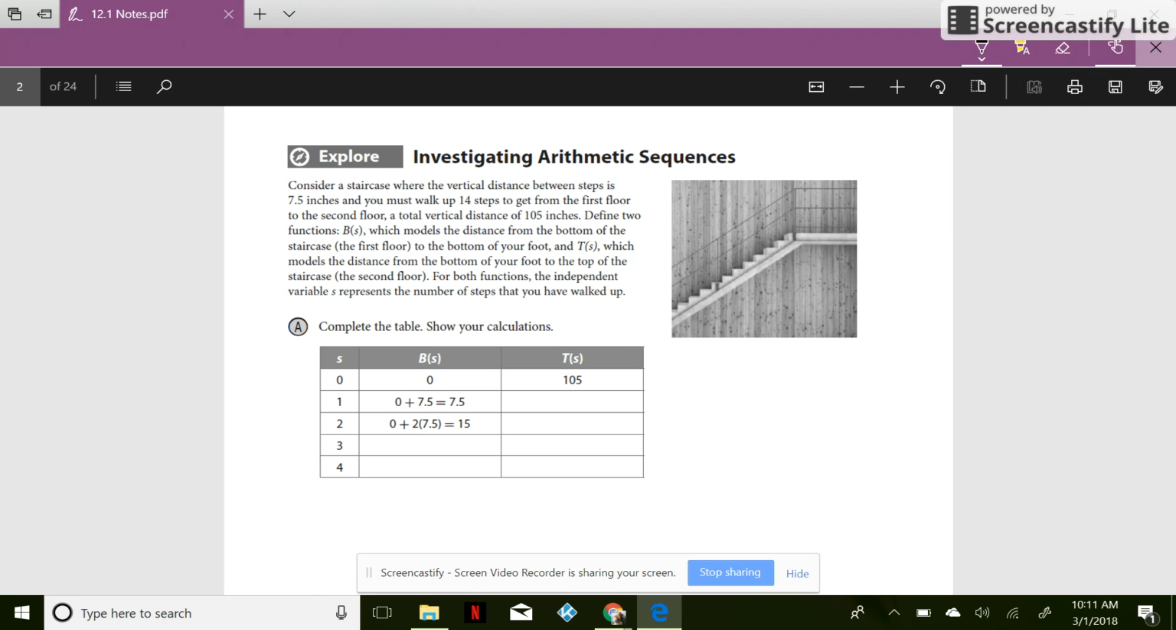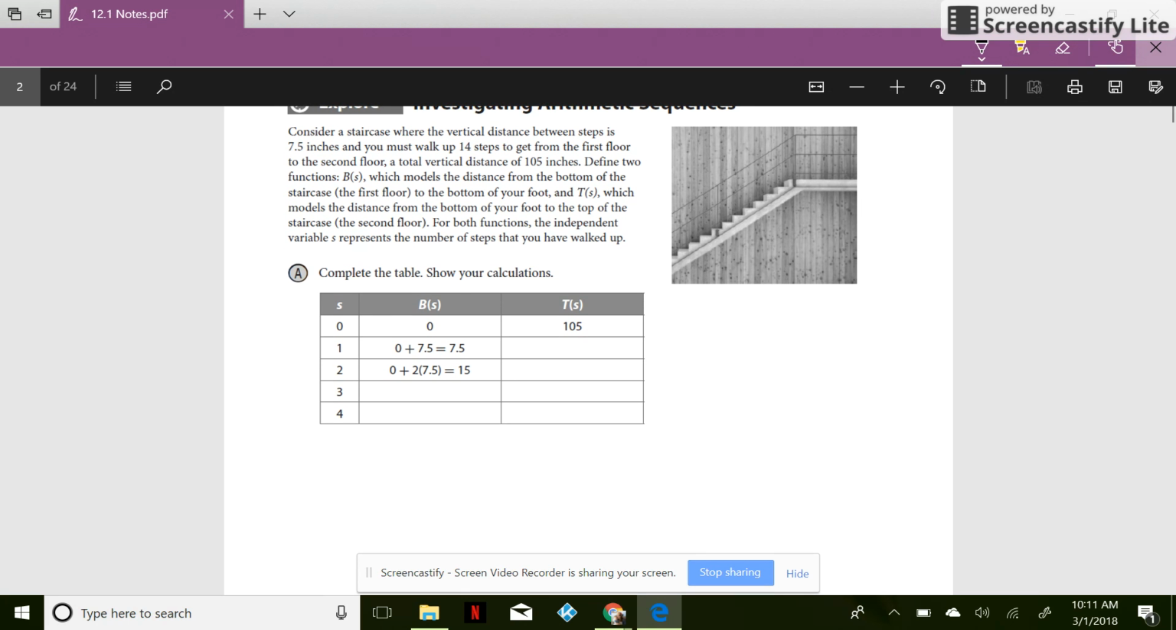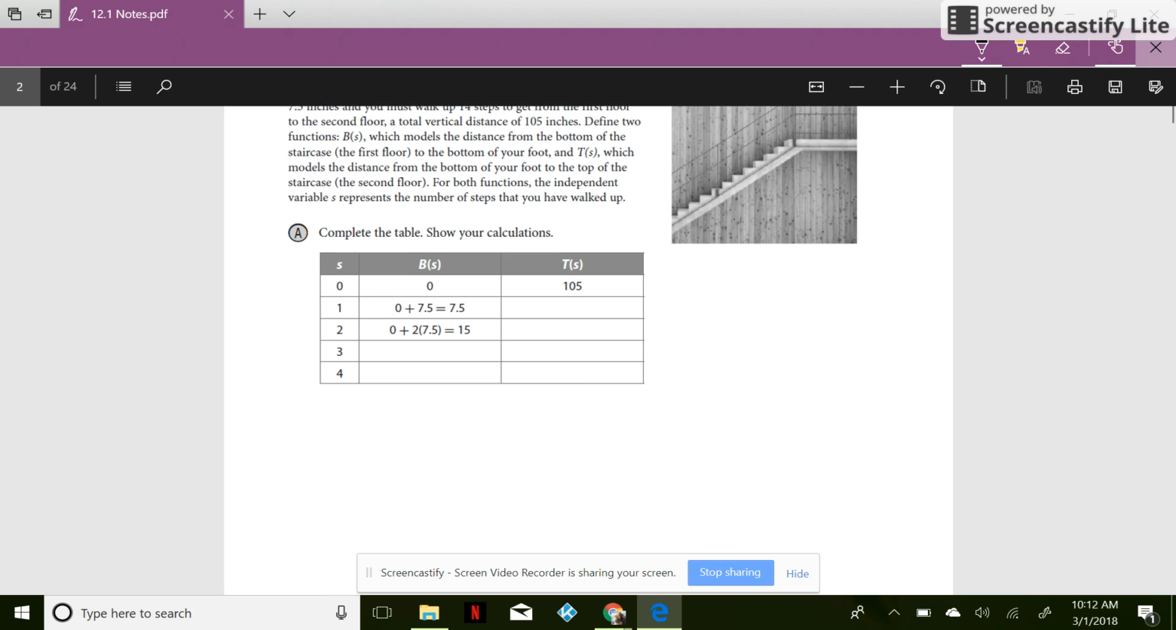Let's say we've got a staircase where the vertical distance between steps is 7.5 inches, and you must walk up 14 steps to get from the first floor to the second floor, a total vertical distance of 105 inches. We're going to have two functions, BS, which models the distance from the bottom of the first floor to the top of your foot, and TS, which models the distance from the bottom of your foot to the top of the staircase or the second floor. For both functions, the independent variable is S, which represents the number of steps you have walked up.